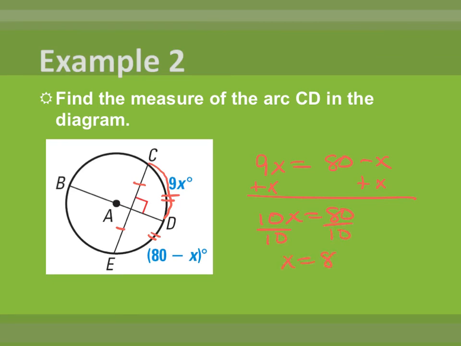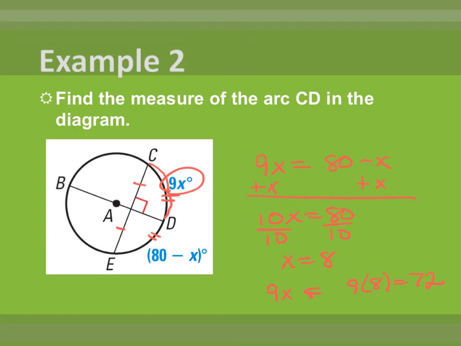10x equals 80. Divide by 10. X equals 8. Now the question did not ask for what x equals. It asked for the measurement of CD. So CD is 9x. So I'm going to plug in 8 for x. So 9 times 8, and it's 72.